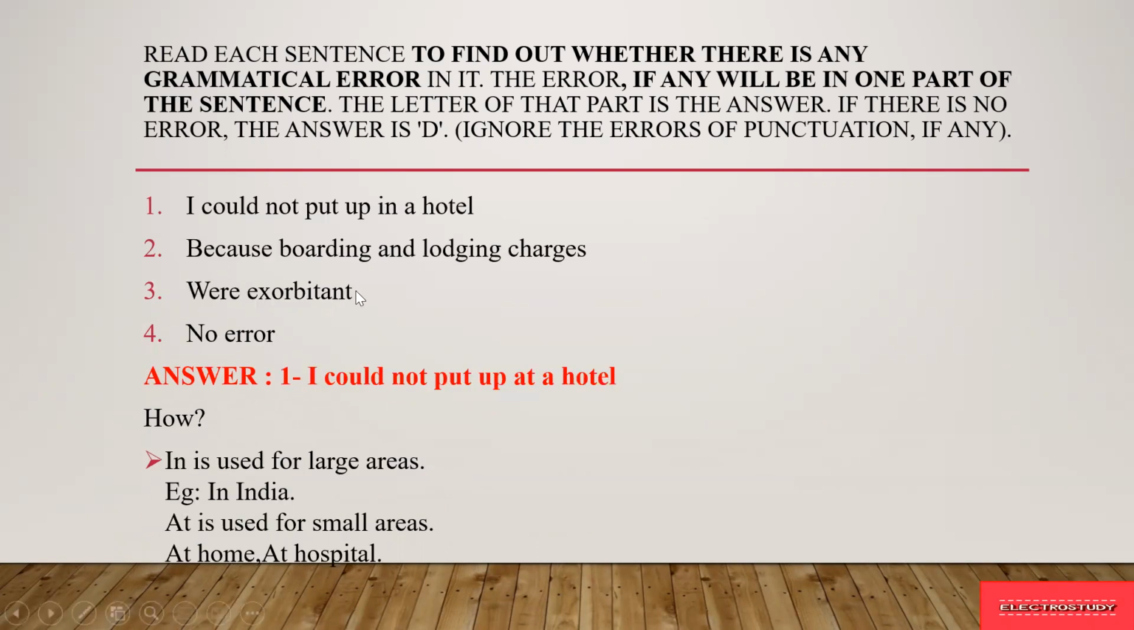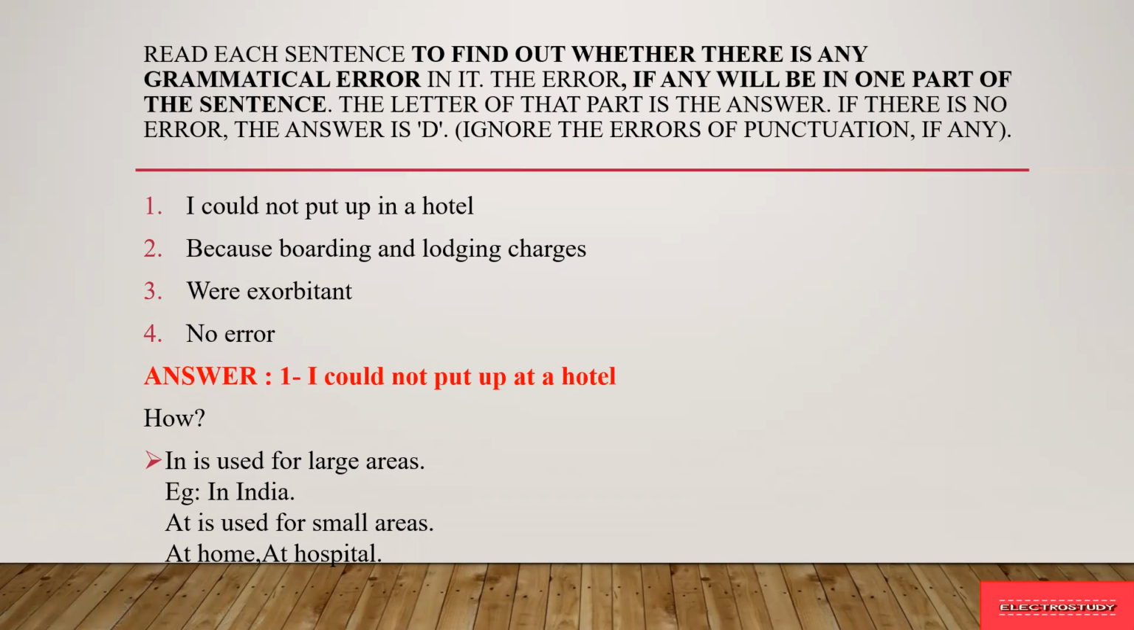Next, I could not put up in a hotel because boarding and lodging charges were exorbitant. So here exorbitant is a normal word, so obviously there is no error. Because boarding and lodging charges, it is telling that you are not staying in a hotel because both boarding and lodging in a hotel have so many charges. You have found a spot error in the first sentence. See what it is? I could not put up in a hotel. This is wrong. This is only correct: I could not put up at a hotel.